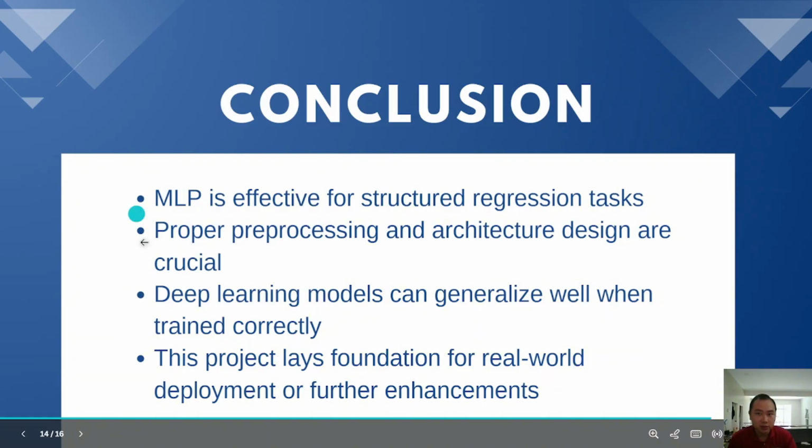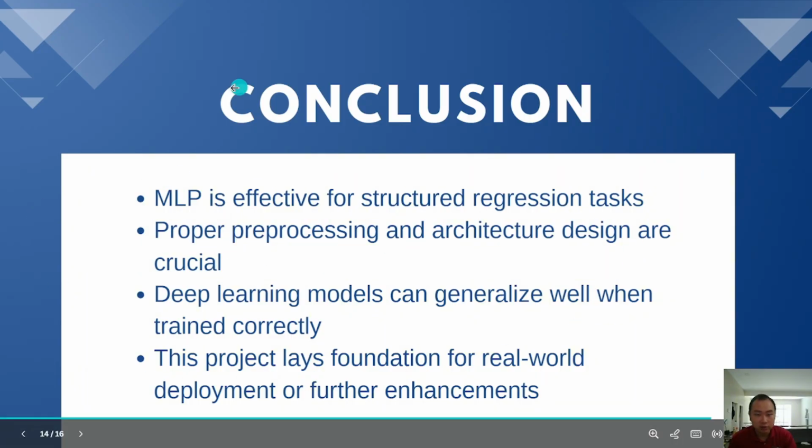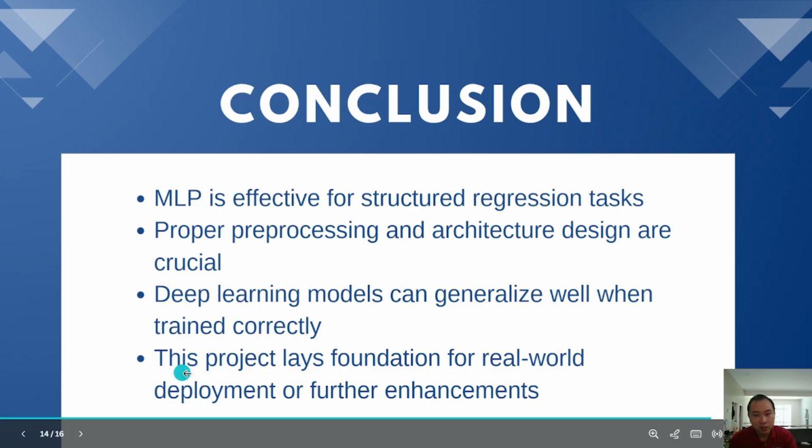Last but not least, for the conclusion, the multi-layer perceptron (MLP) is effective for a structured regression task, and proper preprocessing and architecture design are important in our project. After running the output, we can see that deep learning models can generalize when trained on the data correctly. This project lays the foundation for real deployment and further enhancement.